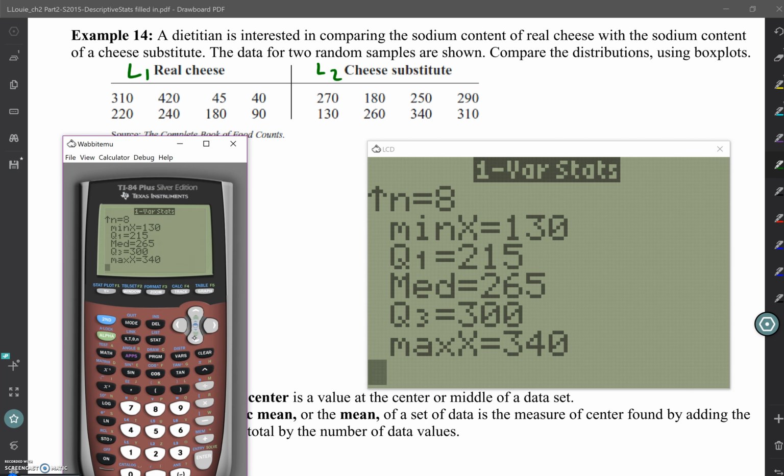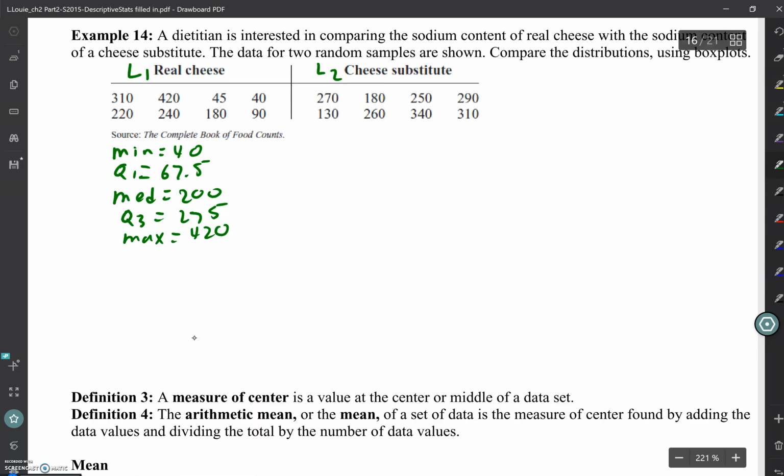Second, number 2, yeah. All right, so we have a min of 130, Q1 of 215, median of 265, Q3 is 300, and max is 340. All right, let's see how much I can remember this time.